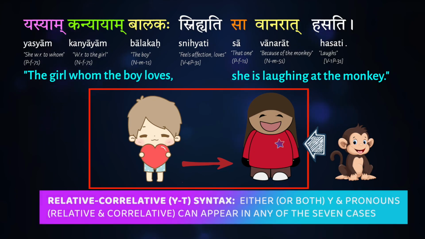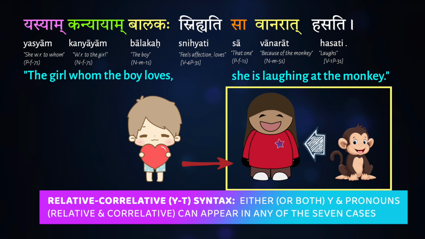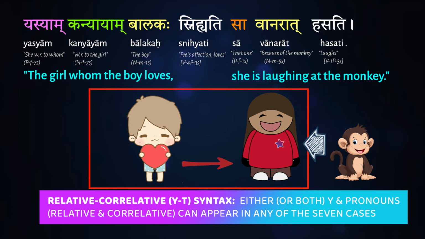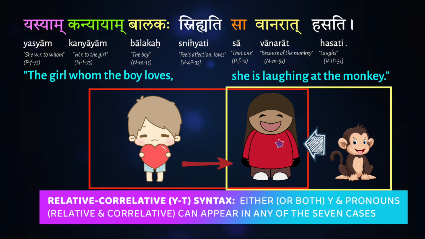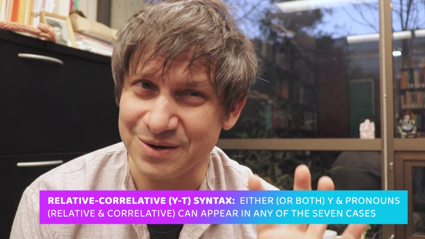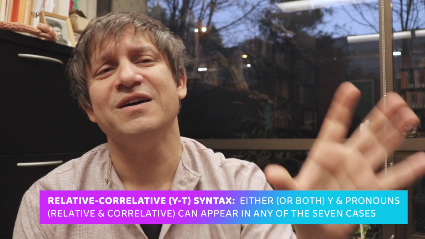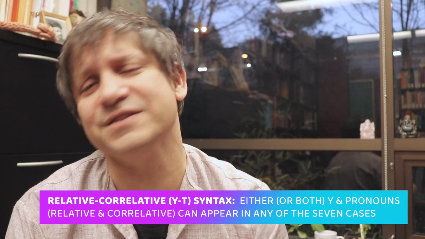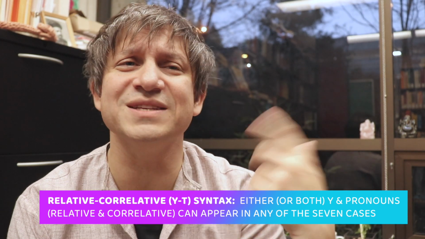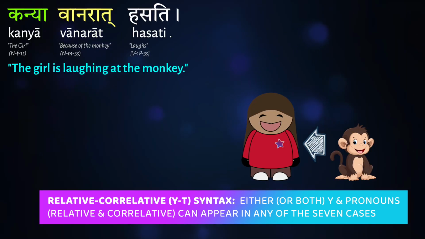How about this one? The girl whom the boy loves, she is laughing at the monkey. Yasyam kanyayam balakaha snihyati. The girl towards whom the boy feels affection, feels love. Sa vanarat hasati. She is laughing at the monkey. On the flip side, the correlative pronoun, the T pronoun, also doesn't have to be in the nominative case. We've only taken it in the nominative, but let's go back to our core sentence, Kanya vanarat hasati. The girl is laughing at the monkey.